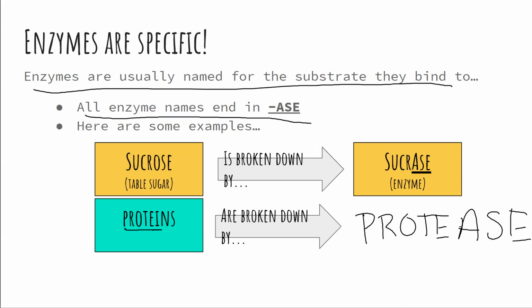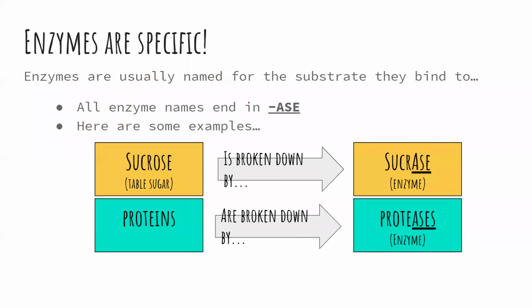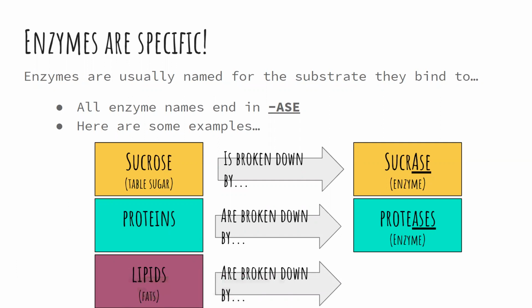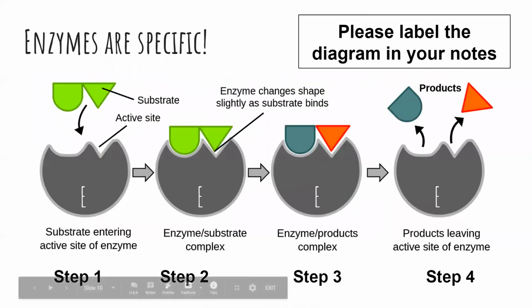Okay. So what do you think lipids are broken down by? Enzymes are typically named for the substrate they bind to. So take the first part of the substrate name and put ACE on the end. So lipids are broken down by lipases. Good. So enzymes are specific. Let's talk about the enzyme substrate complex.